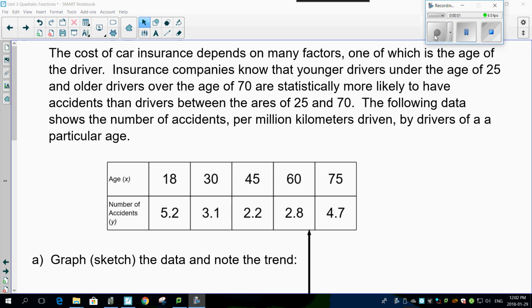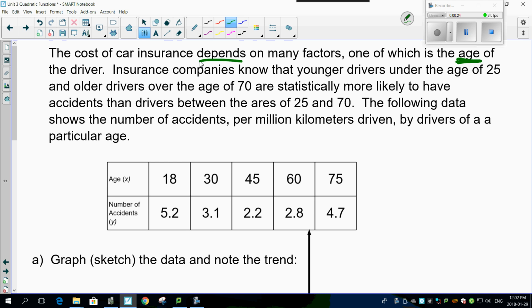Okay, last practical application question we've got here, and it's kind of a neat one because it really deals with something that hits home for me: car insurance, and the costs of car insurance. It says here, the cost of car insurance depends upon many factors, one of which is age. So we're talking age in this particular question, age of the driver.